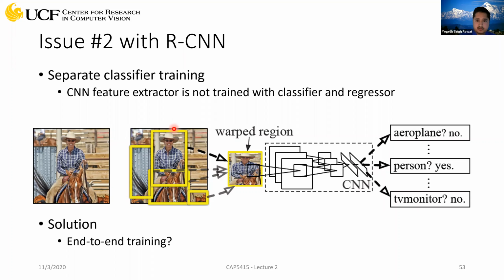Now, the second issue is what we are doing: for each proposal, we are passing it through the CNN, extracting the features, saving it to disk, and later on, we are using that as a feature to train the SVM classifier. So that's not end-to-end learning. And we have touched upon this topic before as well. So if we extract the features beforehand and train the classifier later on, then there is no direct connection between your feature extraction and your classifier training, right? Those two are separate steps.